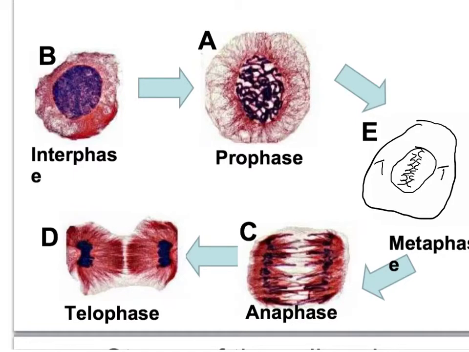Anaphase, the spindle fibres have pulled in this direction and that direction, split the centromeres, so the chromosomes are now heading back towards the centrioles. And telophase now, they've reached the centrioles, and cytokinesis is beginning to occur here.